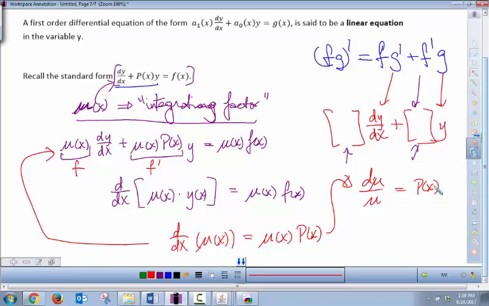Whoa. Is that okay? What? Huh? How did that happen? What happens when the x? I don't know. Where's the dx? What happened?